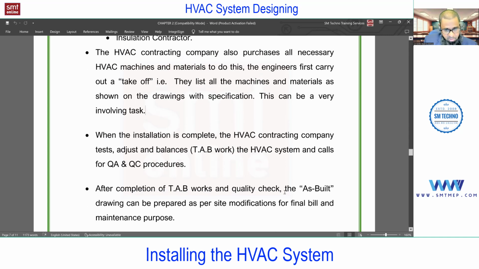Now assume that the installation is done. The ducting installation is done, piping installation. Just assume that after completing all this, purchasing all this material, after this material takeoff and all.